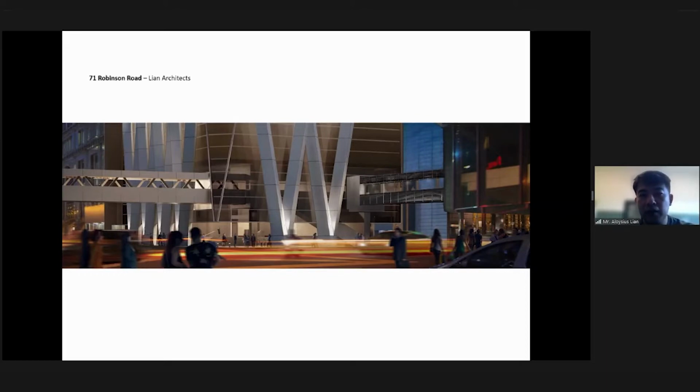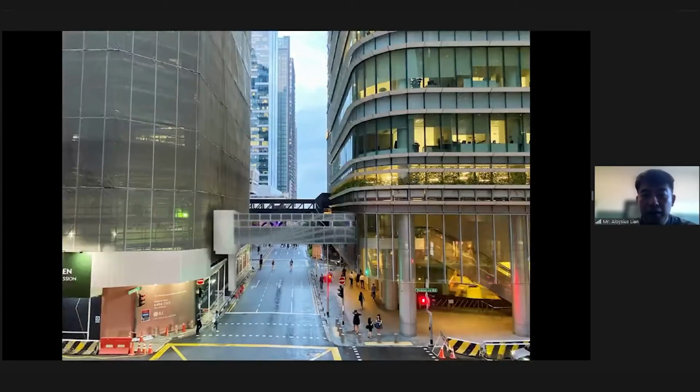Now we go back to a slightly bigger scale. This is for a link bridge. And why I want to share this project is just to let you all know, we have shown you how computational design can be used for very complex patterns, like the 13,000 unique panels for the pavilion. This link bridge is a very simple, straightforward link bridge at the downtown area of Singapore at Robinson Road. So this is our client. He owns 71 Robinson Road. He wants to connect to this building over here.